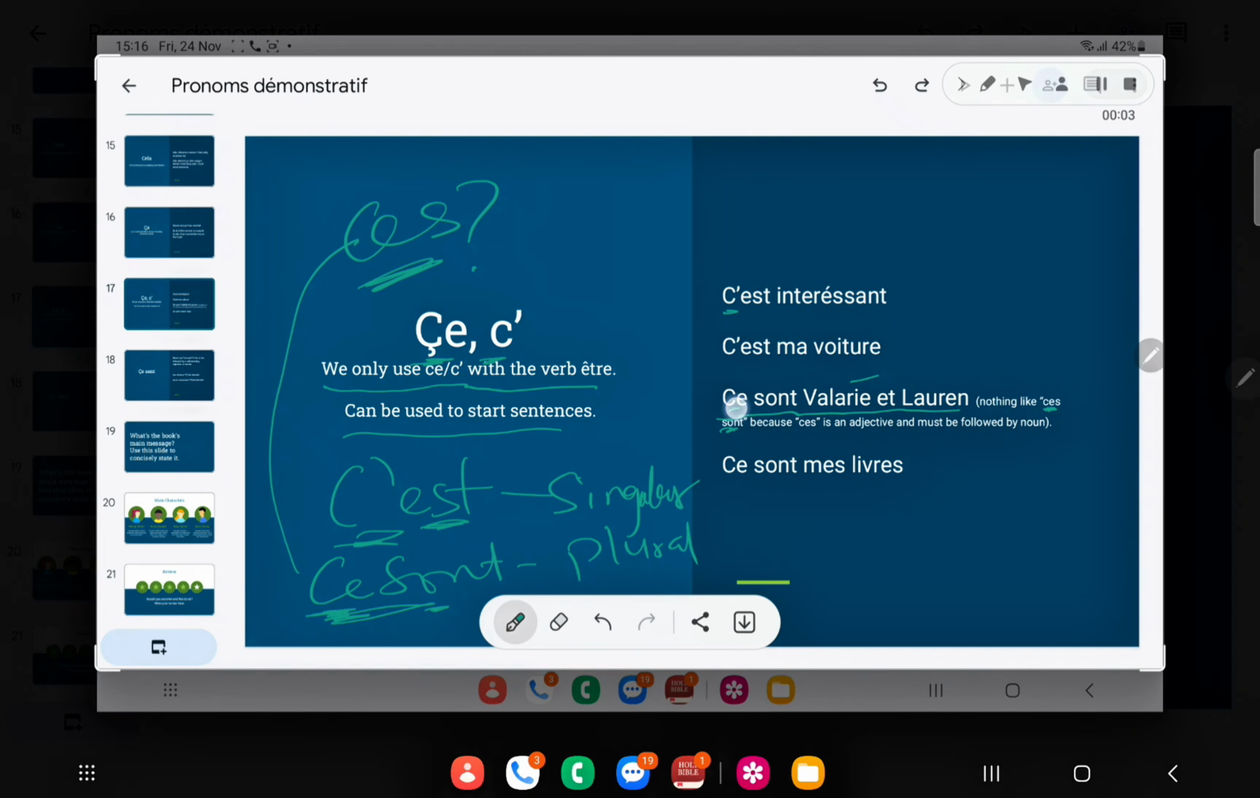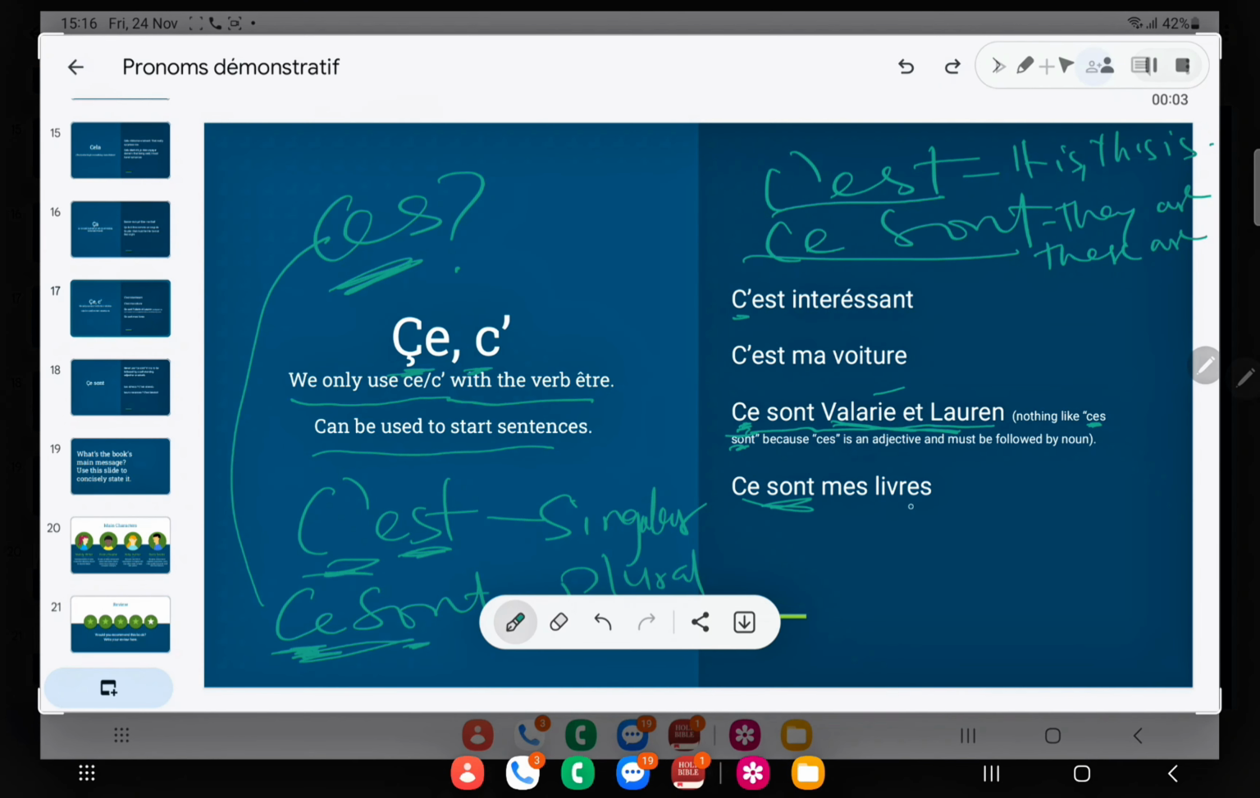So ce, perhaps somebody said voilà ses enfants. That is, here are these children. And then he follows it up with the statement, ce sont Valérie et Laurent. They are Valérie and Laurent. Beyond all this commentary on grammar, you should at least grab something basic. When you see c'est, it means it is. When you see ce sont, it means they are. Finally, the last sentence, ce sont mes livres. These are my books. Or they are my books.